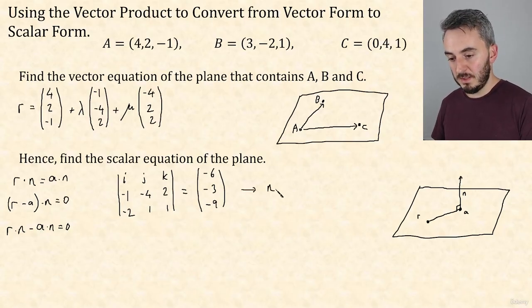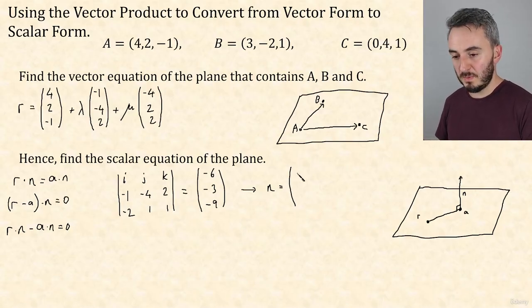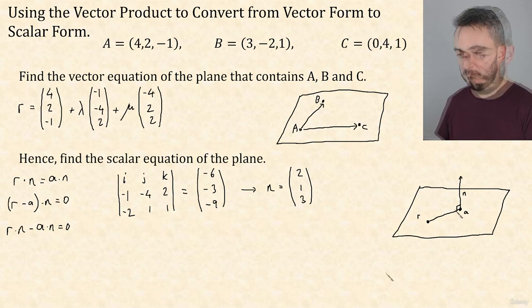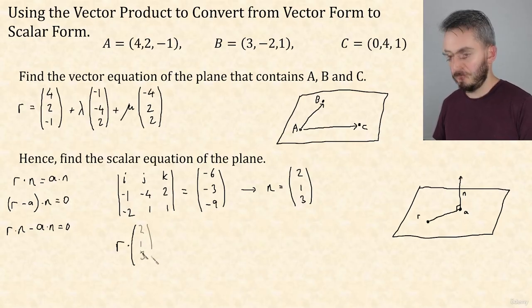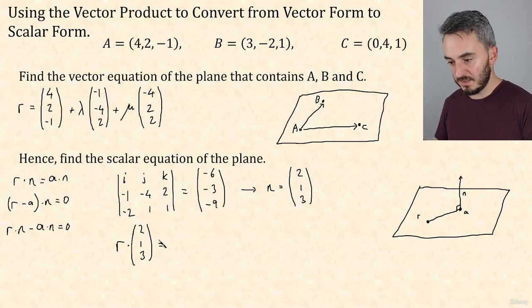So the n that I'm going to use, because the magnitudes and lengths don't matter, I can just divide through by minus 3 actually, and I get 2, 1, 3. The point is, it doesn't really matter whether your vector is going up or down, it's still perpendicular. That's the important thing. Okay, so we have the n, so all we need to do now is plug it into this formula here. So it's going to be r dotted with n equals, and then a is just any point on your plane. You can pick any of these. So let's go with C because it looks the easiest, but we could use any.